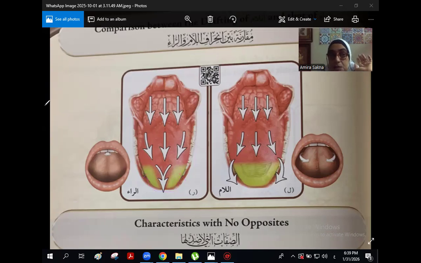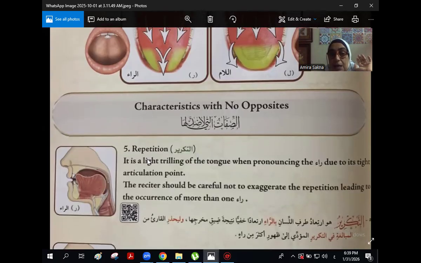Okay? So pay attention, my dear sisters. Pay attention kindly. Repetition happens only once. There is very light trilling. If you close the gap, the trilling will be too much, and this will lead to more than one ra. If you leave the gap open more than is needed, you will pronounce the English R, and this will not be correct. So this is the repetition.